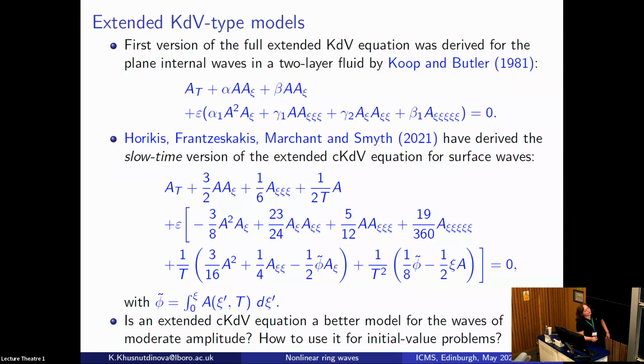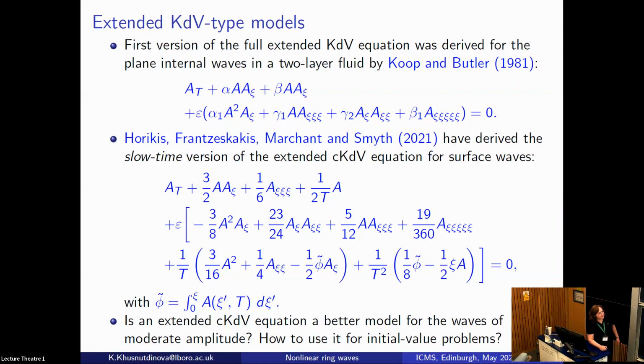So this is how the equation looks for the plane waves. Horikis, Frantzeskakis, Marchant, and Smyth. Noel Smyth, unfortunately, has died very recently from cancer. In one of Noel's latest papers, they derived this version of the extended cylindrical Korteweg-de Vries equation. This is the so-called slow time version of the equation, okay? That's how it looks. There is a non-local term. My understanding is they assumed that there are no waves at the origin, okay? We will assume that there are no waves at infinity.